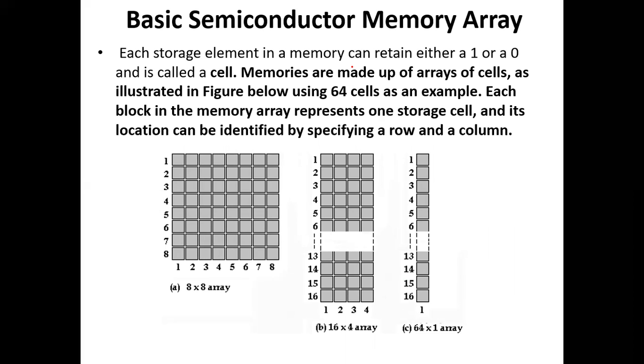Basic semiconductor memory array. Each storage element in a memory that can retain either a 1 or 0 is called a cell. Memories are made up of arrays of cells as illustrated in the diagram below. Each block in the memory array represents one storage cell, and its location can be identified by specifying a row and a column. This one is an 8 cross 8 array. This one is a 16 cross 4 array. This one is a 64 into 1 array.